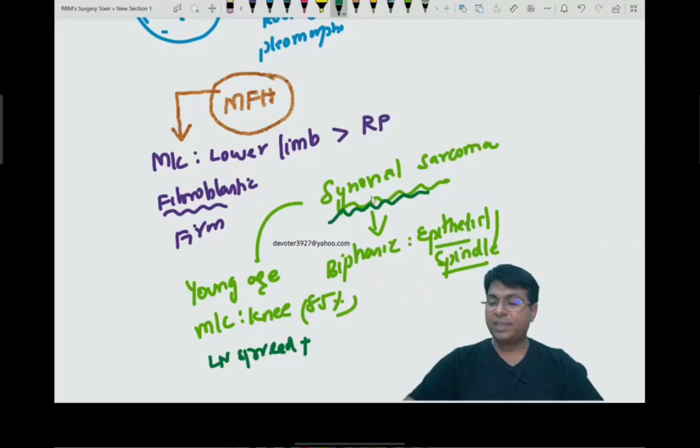Coming to the end of this topic, please don't forget radiotherapy: for which sarcomas is it highly sensitive? You have to remember this point alone. Very important: synovial sarcoma is highly sensitive. MFH is highly sensitive. Fibrosarcoma is highly sensitive. So it is highly sensitive for synovial sarcoma, MFH, and fibrosarcoma.